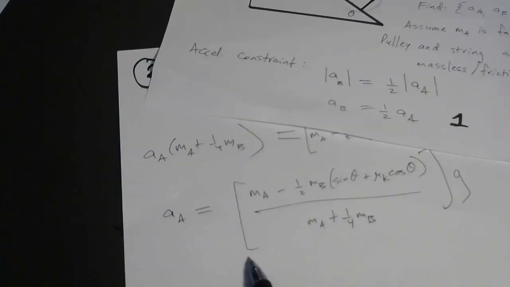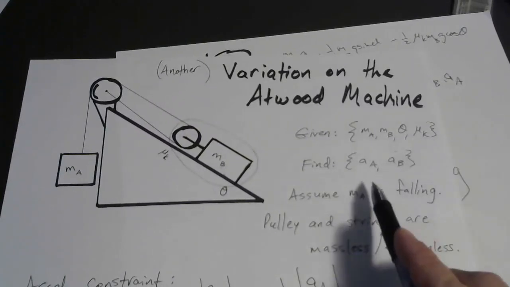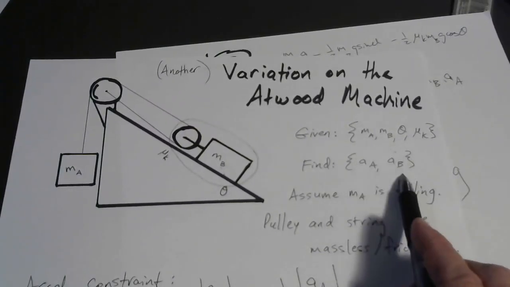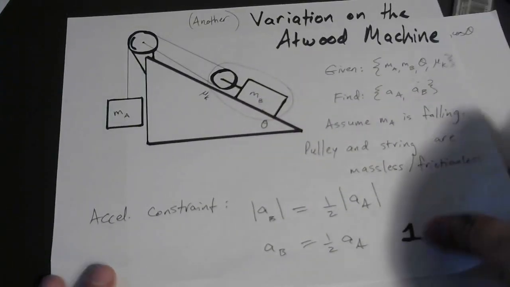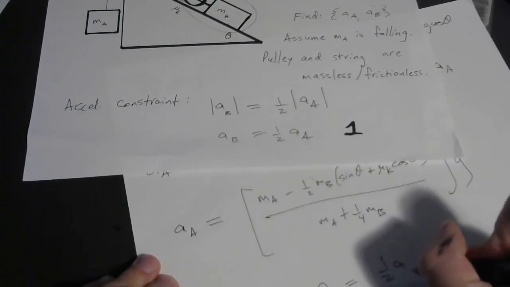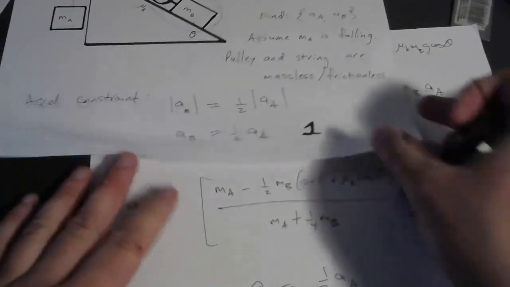Don't forget that once you have evaluated this number, how do you go back and finish answering the problem? Because the problem asked not just for the acceleration of mass A, but also for the acceleration of mass B. We determined that mass B's acceleration is 1/2. So I'll just rewrite that here. Just take half of whatever number comes out of all this, and you would be done at that point.